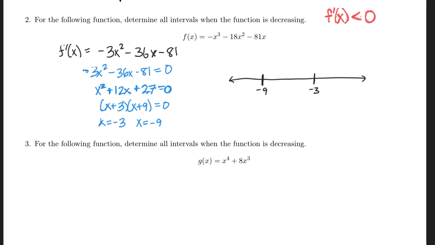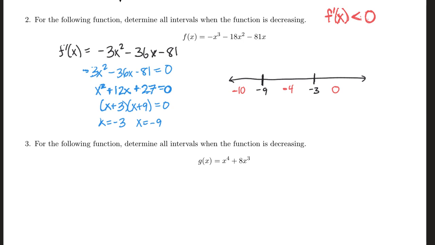And then around those points, we're going to do our test points. To the left of -9, I can do -10. Between -9 and -3, you can do a lot of different numbers, but I'll use -4. To the right of -3, I could plug in 0. And for each of these, to find decreasing, I care about the first derivative being positive or negative. So I'm going to plug these test points into the first derivative. The exact value doesn't matter, but whether it's positive or negative is what matters.